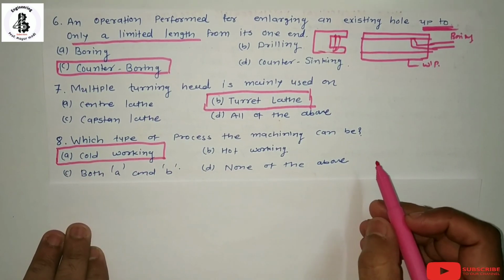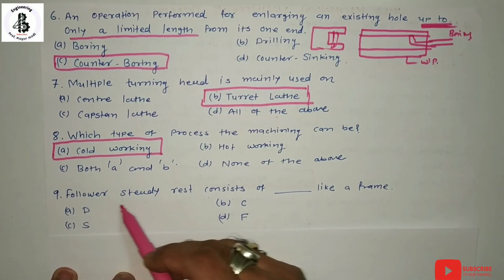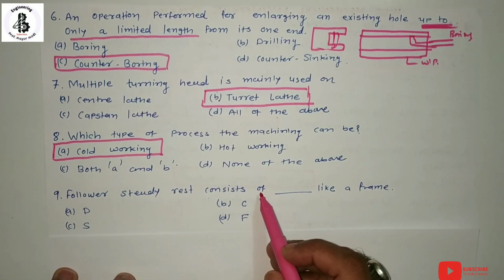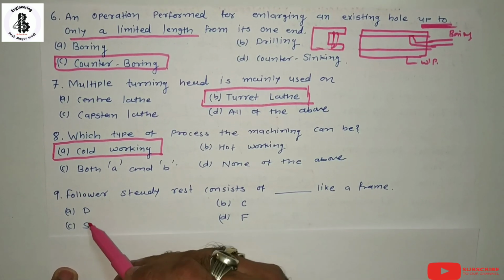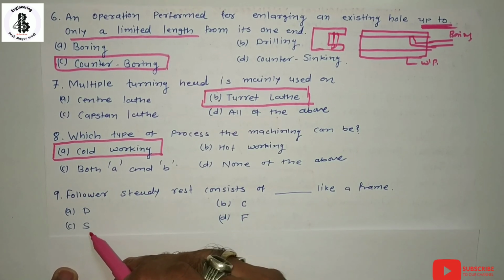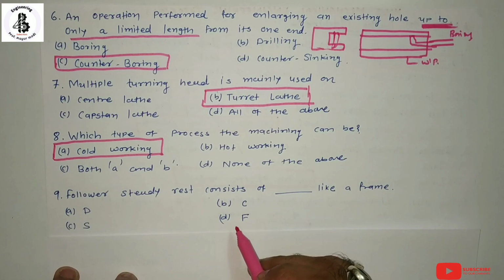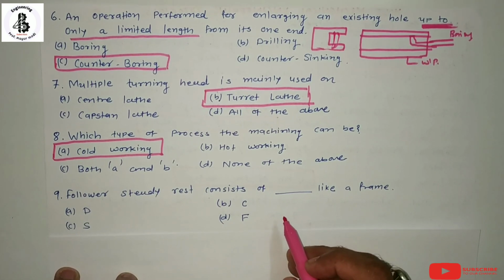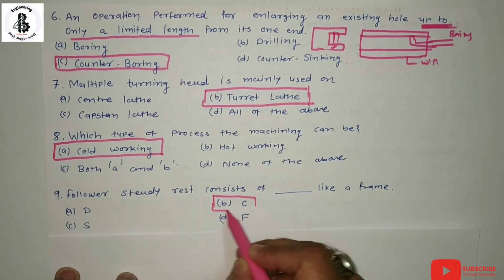Then next question, the follower rest consists of which like frame? Option A D, option B C, option C S, and option D F. So basically the follower rest consists of a C like frame. The cross section is in C shape.